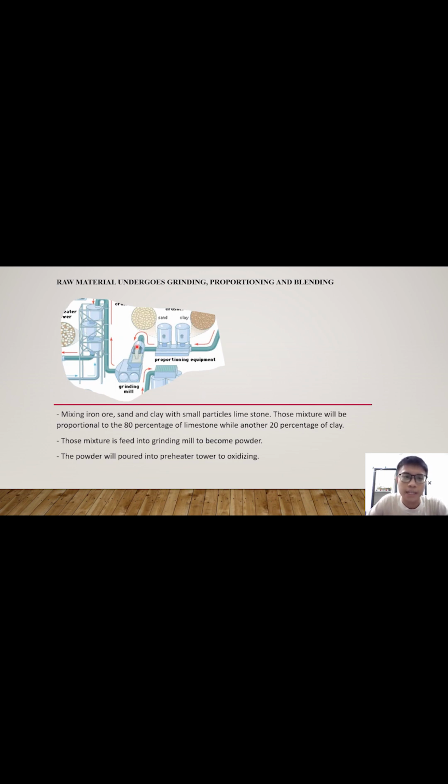The second step is raw material undergoing grinding, proportioning, and blending. Iron ore, sand, and clay are mixed with the small particle limestone. The mixture will be proportioned at 18% limestone, while another 20% is clay. The mixture is fed into the grinding mill to become powder. The powder will be poured into the preheater tower for oxidizing.